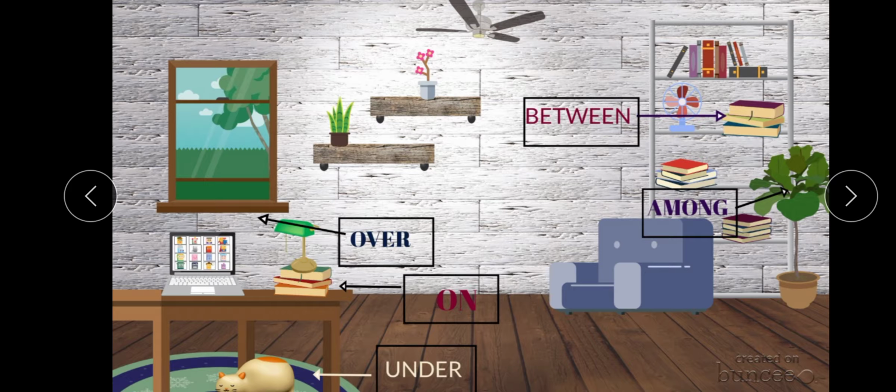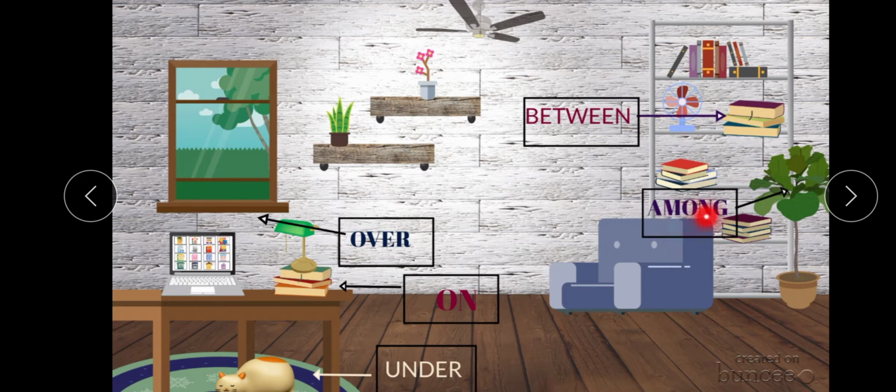Okay. Next, between. Between is used in reference to the association of two. When something is associated with two things, in that case we use between. You can see that this green book is between these two books. So here we can use between.